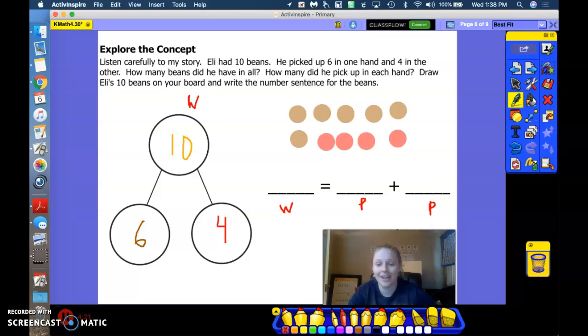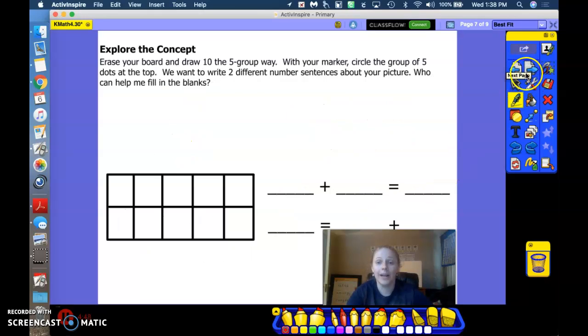Good. All right, so what is the whole? How many do we have all together? 10. How many of the brown? 6. How many red? 4. 10 is the same as 6 plus 4. Or you can say 10 equals 6 plus 4. Great job. All right, now we have our 10 frame to help us out drawing the 5 group way.